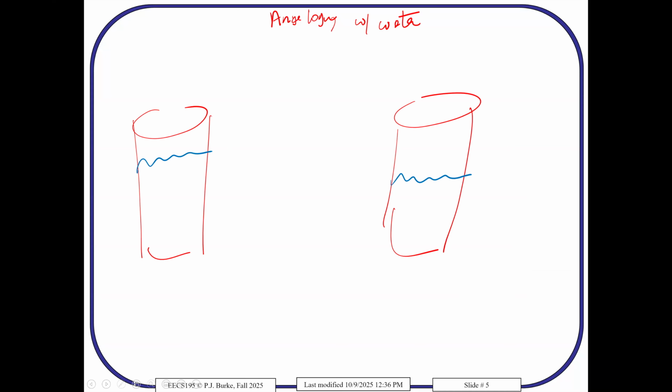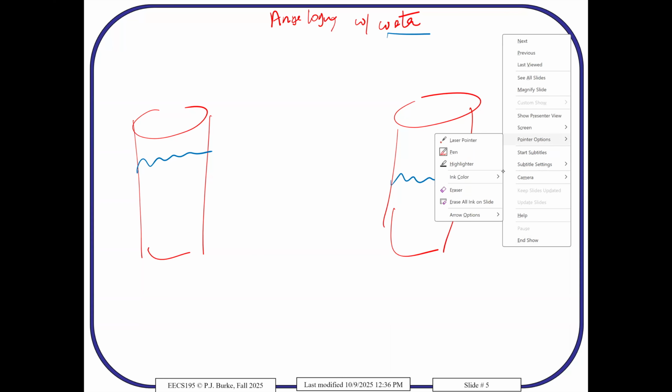Now, there's no water flow from one to the other. We're just talking about water now, okay? Forget about all the quantum mechanics, just pure water. And you have a glass of water on the sink and another glass of water in the sink, and each has a different amount of water in it. So there's no water going from one to the other.